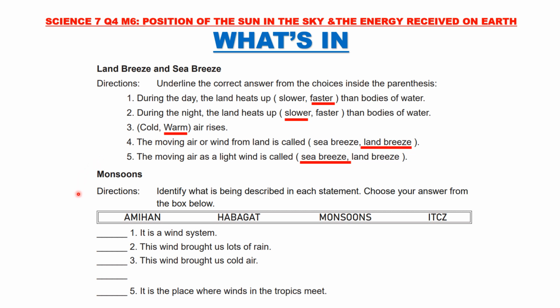Monsoons. Directions: identify what is being described in each statement. Choose your answer from the box below. Number 1. It is a wind system. Answer: monsoon. Number 2. This wind brought us lots of rain. Answer: habagat. Number 3. This wind brought us cold air. Answer: amihan. Number 5. It is the place where winds in the tropics meet. Answer: ITCZ.